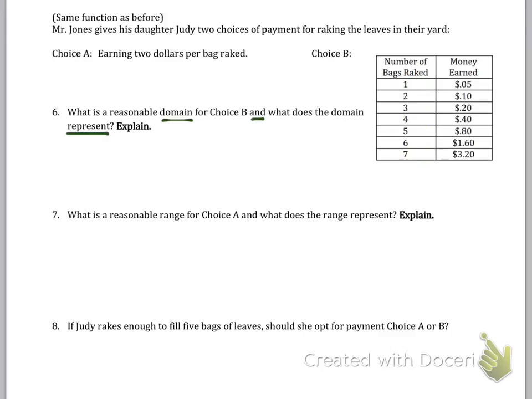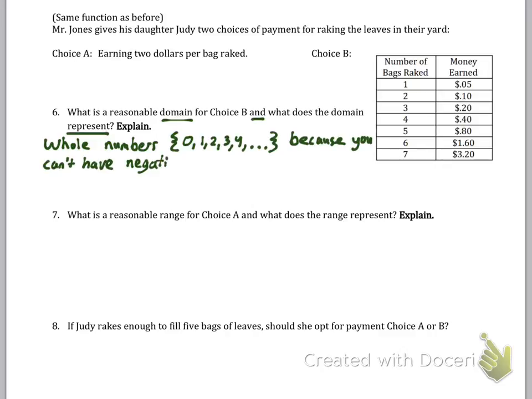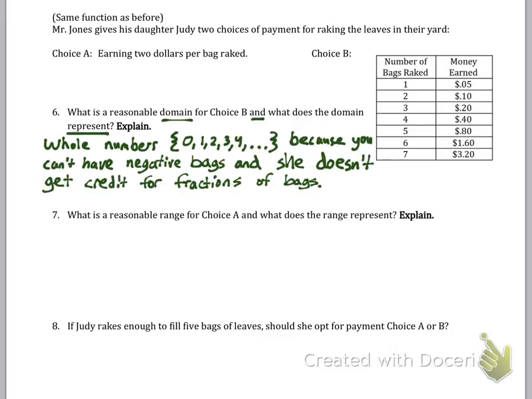One way to say this is all the whole numbers. Those are the numbers starting at 0: 0, 1, 2, 3, 4, and so on. And that's because you can't have negative bags raked, and she can't get credit for half a bag, or fractions of bags, or decimals of bags. It has to be a whole number of bags for her father to pay her.